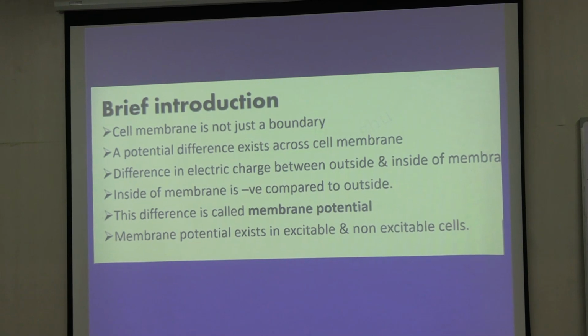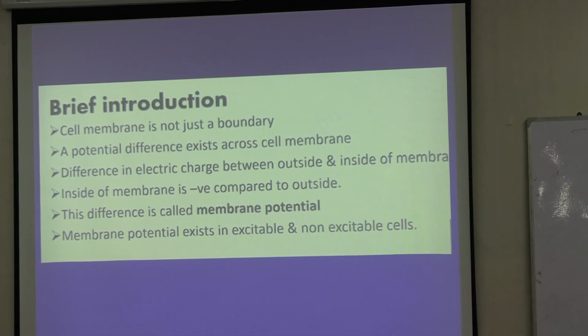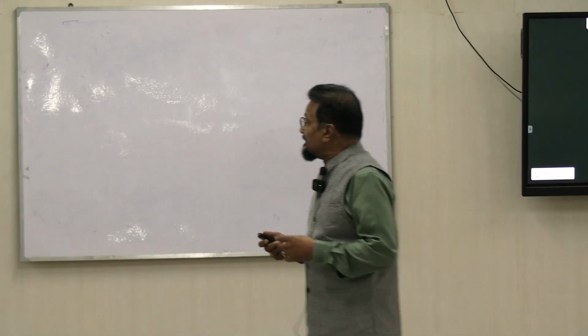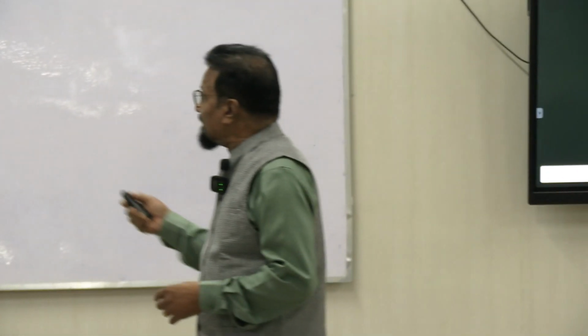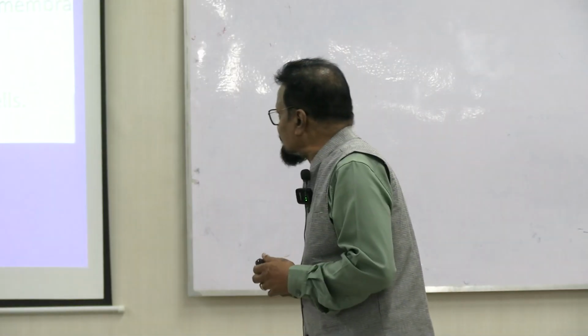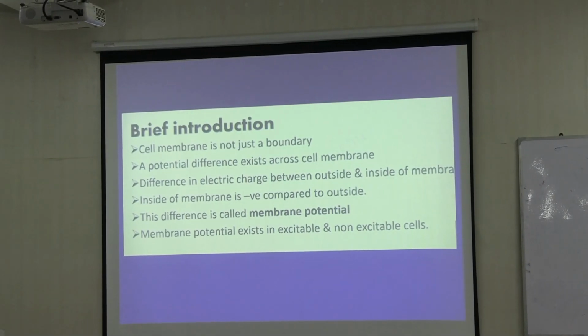Now, the description of our discussion, and we will limit our discussion here. The cell membrane is not just a boundary. A potential difference, as we said, exists across the membrane, a difference in electric charge between the outside and inside of a membrane. The inside of the membrane is negative with respect to the outside, and the difference is called the membrane potential. As we just learned, membrane potential exists in excitable and non-excitable tissues.